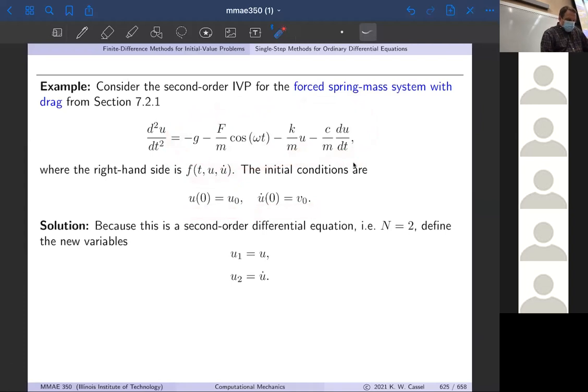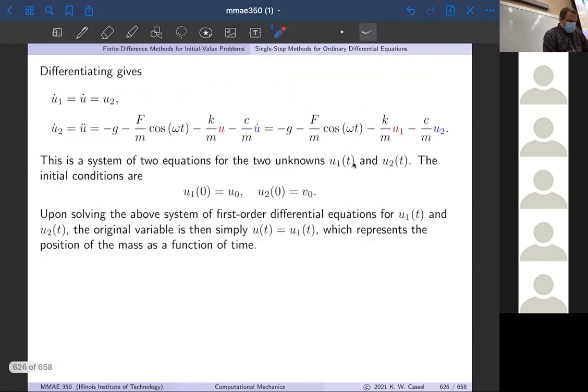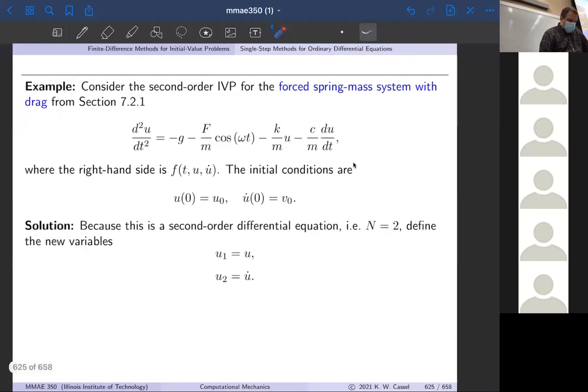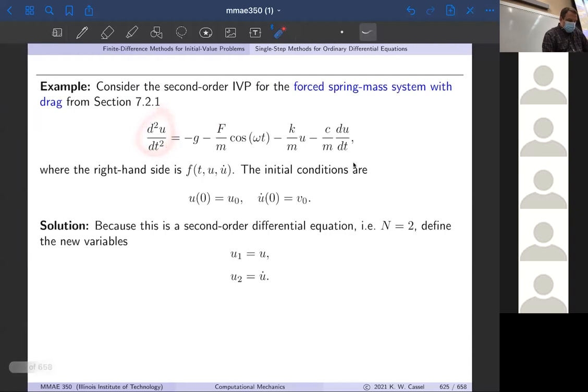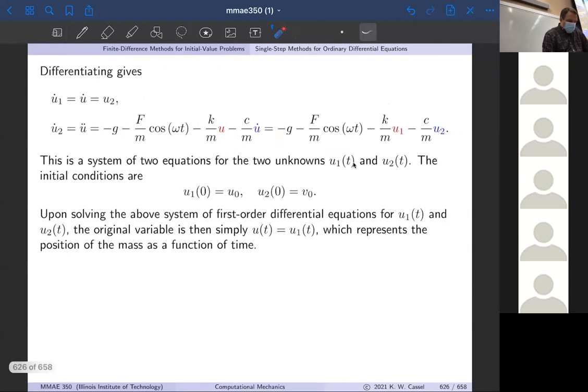When I convert this to a system of 2 equations for 2 unknowns, again, exactly the same as before, but let's run through it. So u1 is equal to u, being the original dependent variable. u2 is equal to the first derivative of u. Then I differentiate both of those. So I have u1 dot is equal to u dot, but u dot is equal to u2. And then the second equation, u2 is u dot. So I differentiate, u2 dot is u double dot, but u double dot, that's this. So that's equal to f.